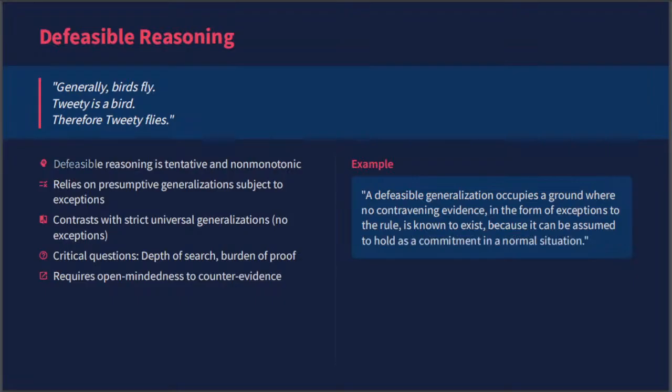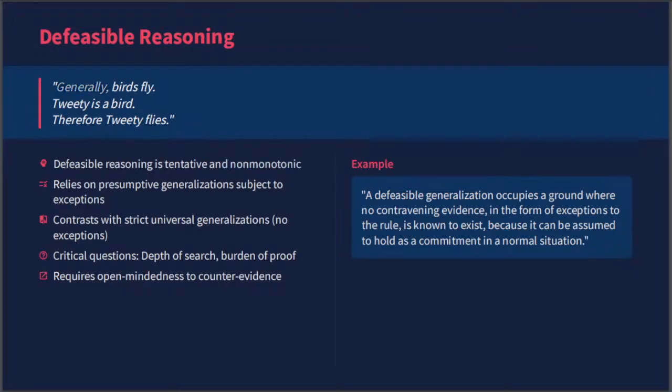So the defeasible reasoning is tentative, though, and non-monotonic. What a great word, non-monotonic. Monotonic would be not varying, and non-monotonic would mean it could vary. Meaning that, again, generally, birds fly. The generally makes it tentative and might vary. It's non-monotonic.